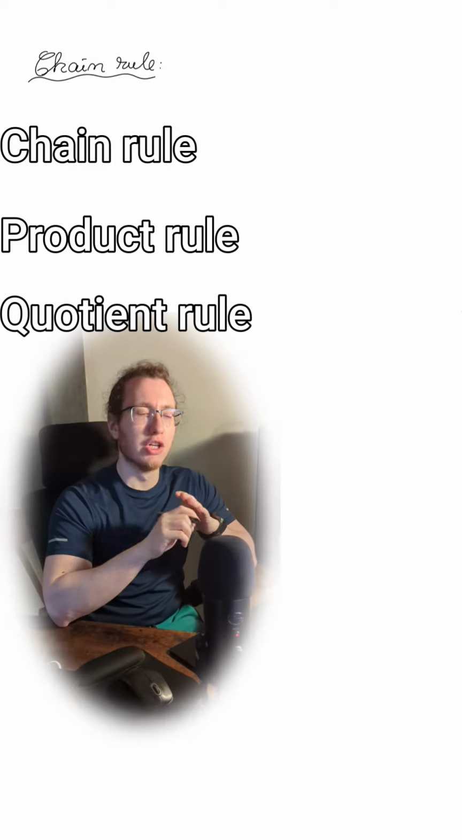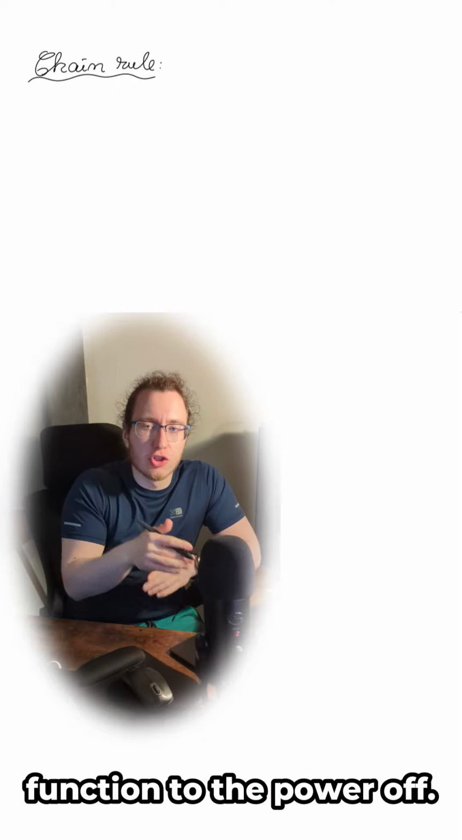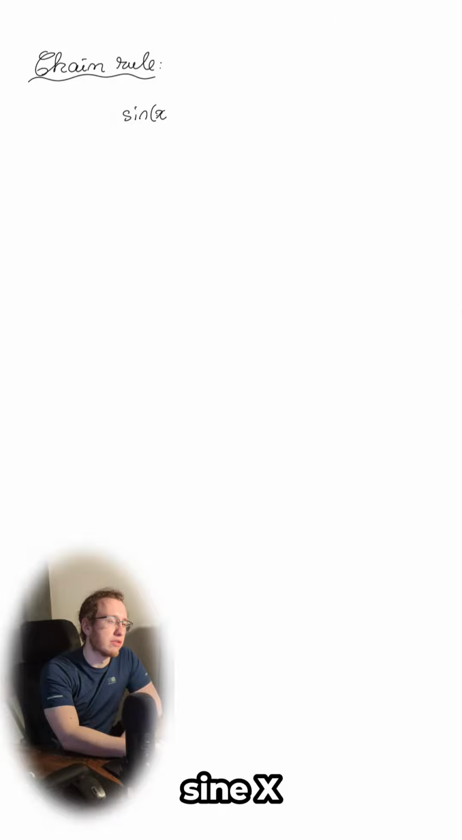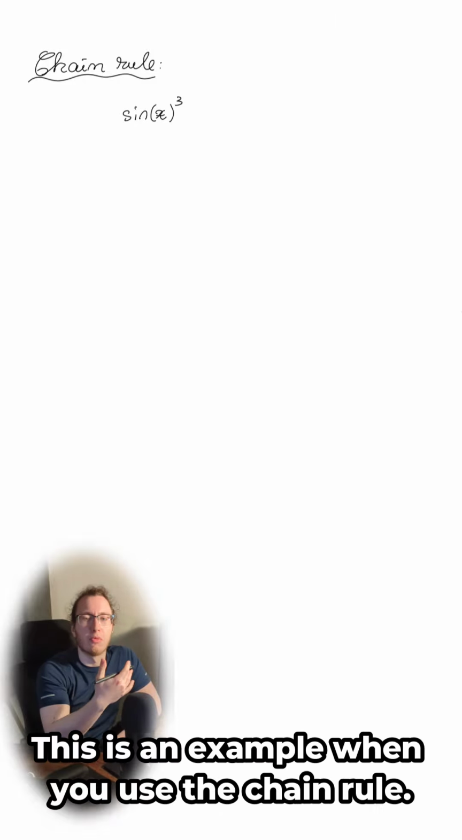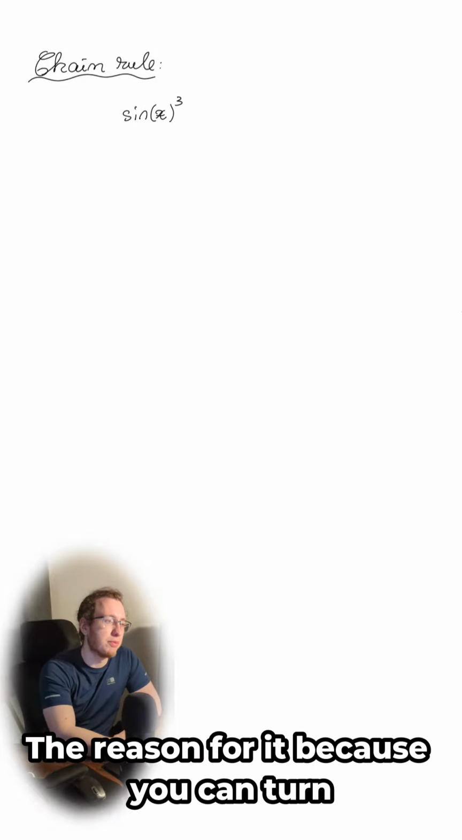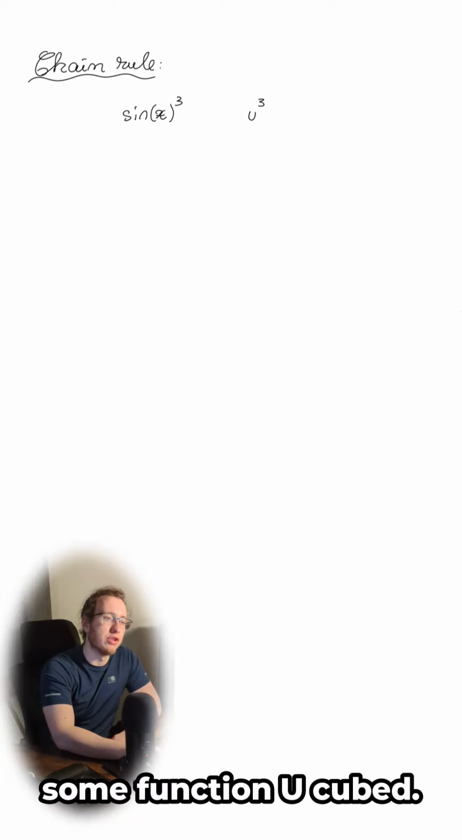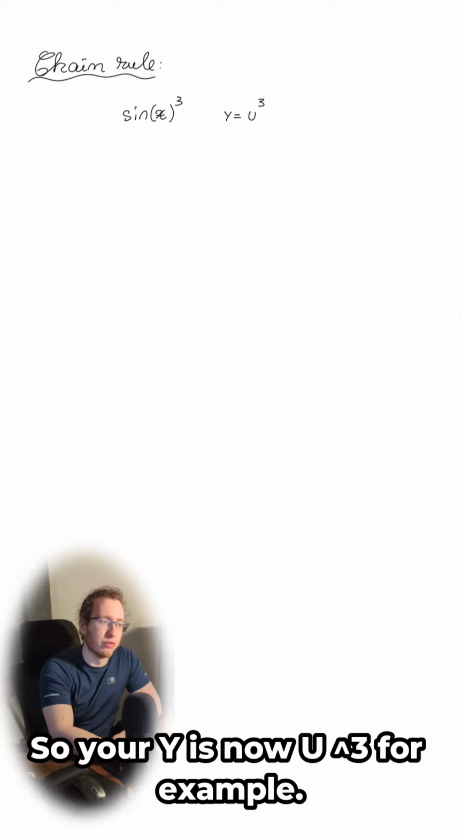and the quotient rule. As a general rule of thumb, you use the chain rule when you have some sort of complicated function to the power of something. So let's say, for example, you had sin x cubed. This is an example when you use the chain rule. The reason is because you can turn this sin x into some function u cubed. So your y is now u cubed, for example.